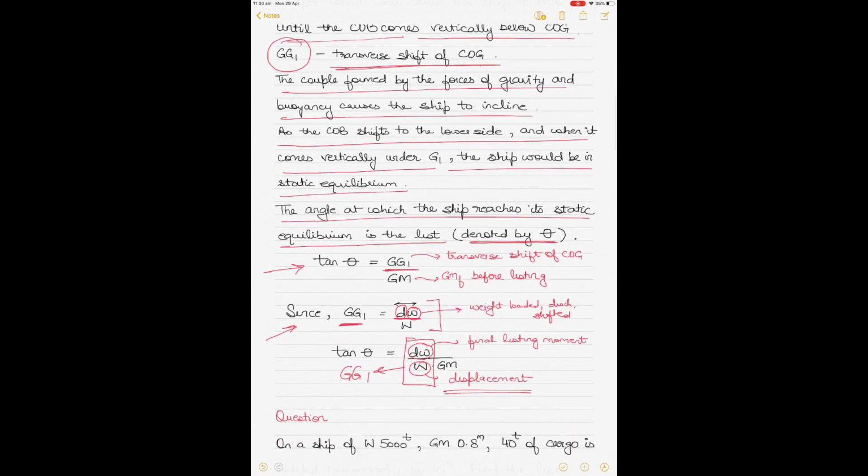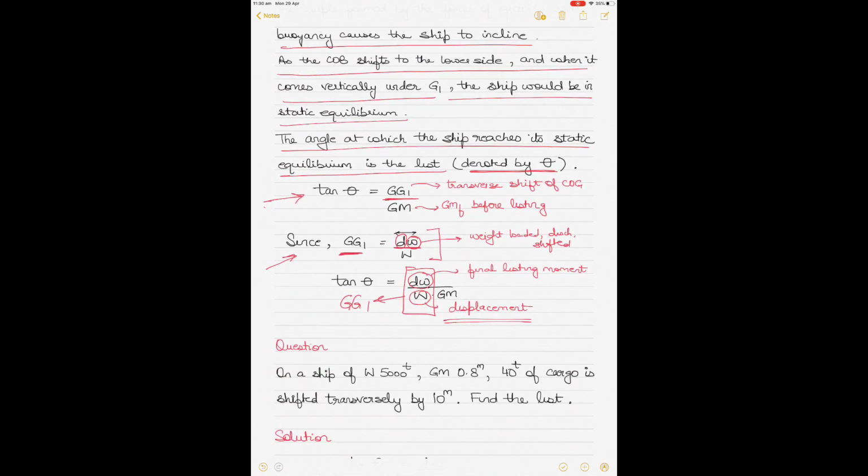The formula for calculating list is tan theta equals GG1 by GM, where GG1 is the transverse shift of the center of gravity, which occurs due to unequal or asymmetrical loading, discharging or shifting of weights. But GG1 is also equal to dw by W. Now if you don't know why this is, watch my video on KG calculations and you will understand what it is about.